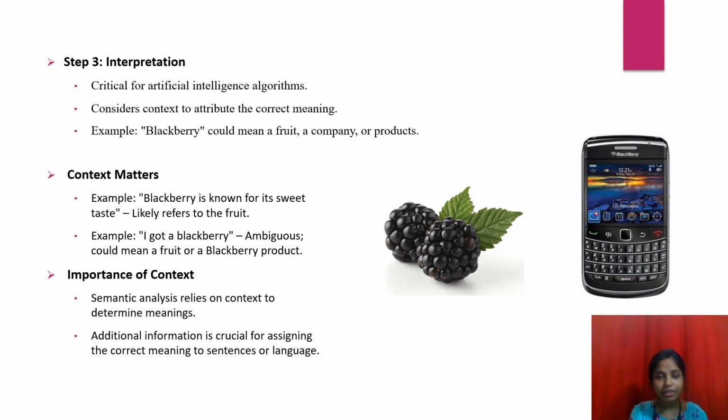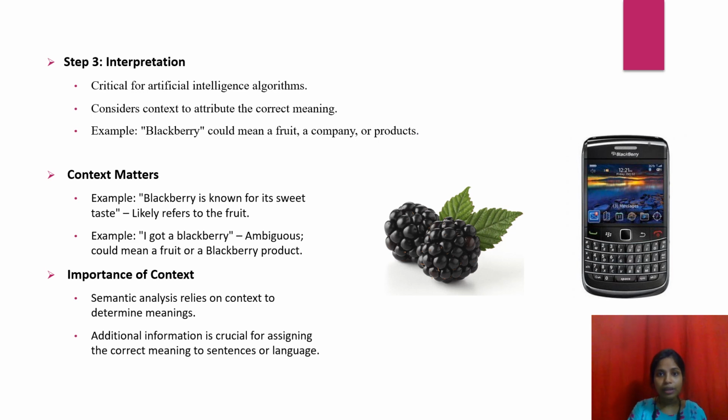When a computer analyzes text, it needs to figure out the meaning of words. Sometimes a word can mean different things. For example, blackberry could mean a fruit or a company's product. To understand what a word means in a sentence, the computer looks at the words around it. This is like looking at the environment or situation in which the word is used.